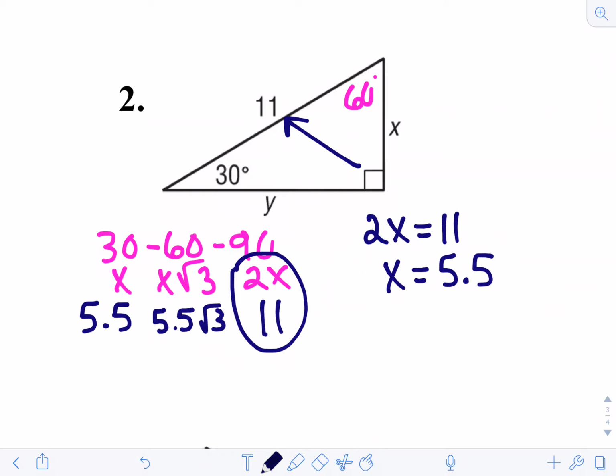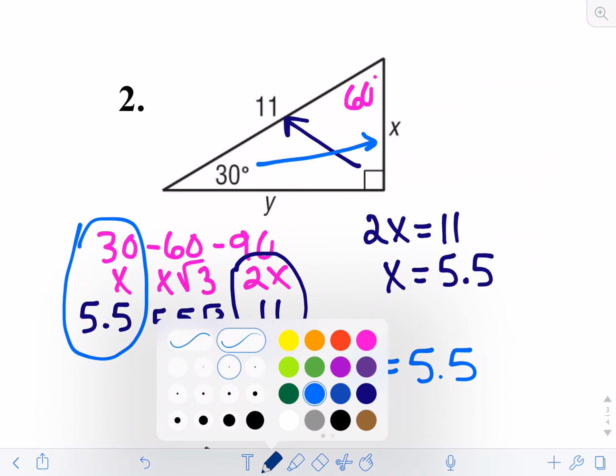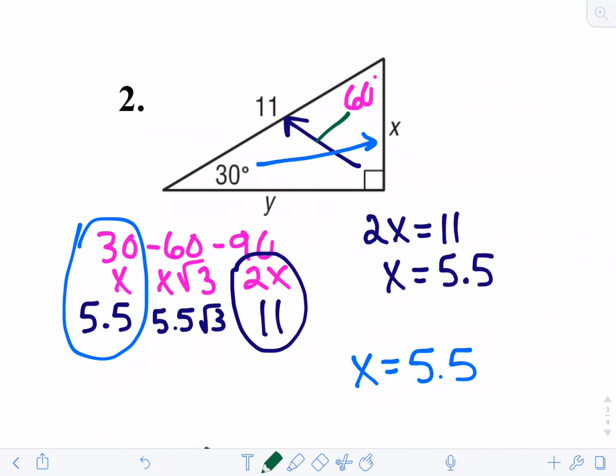All right, so now we're going to go ahead and find x and y. So x is across the 30, so here I'm looking at my 30. So I know that x will equal 5.5. And then I know my y is across the 60. So across the 60, this piece right here, 5.5 square root of 3 is equal to my y.